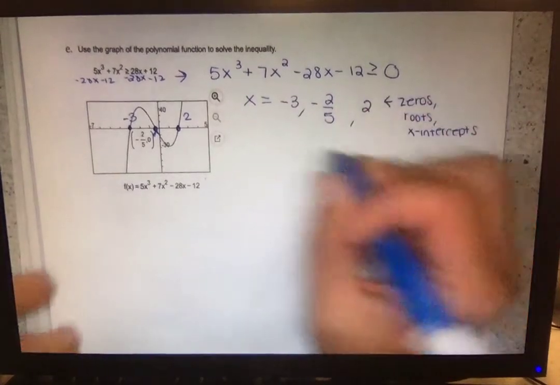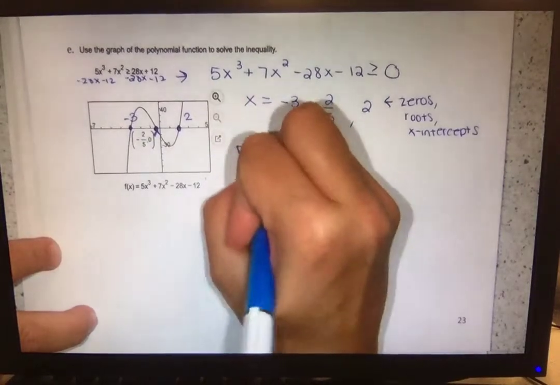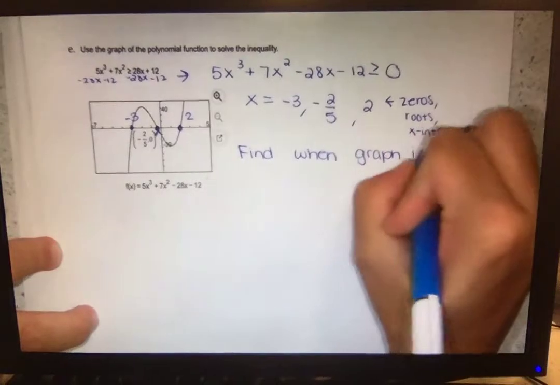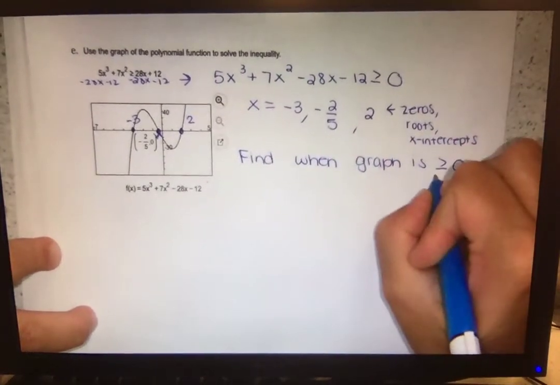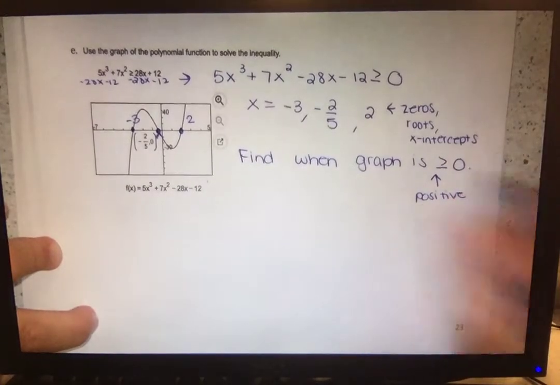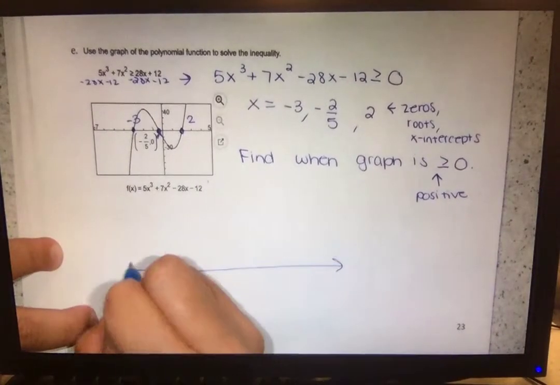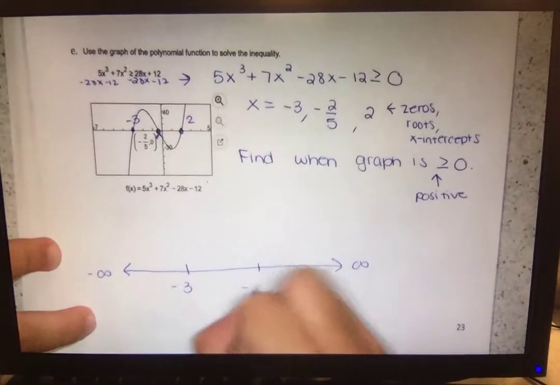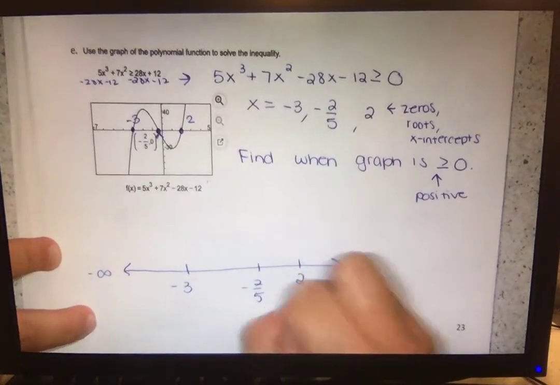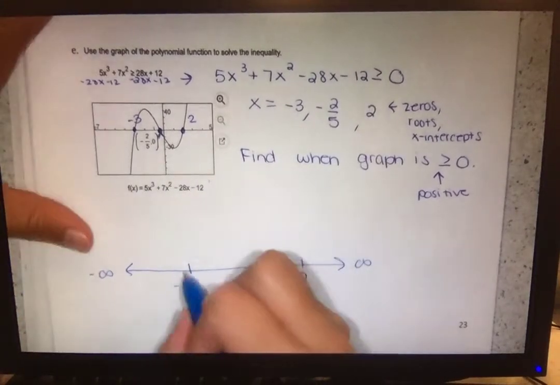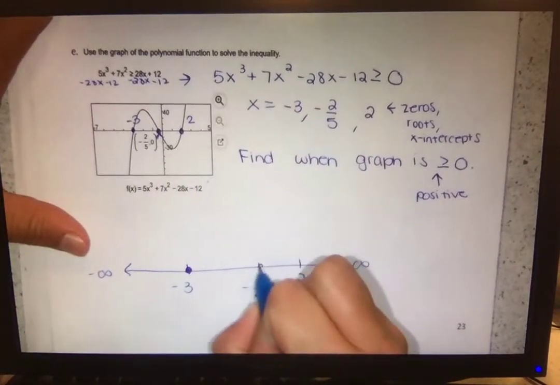So we are trying to find when the graph is greater than or equal to 0, which is positive. So let's still do a number line, because that's staying consistent. From negative to positive infinity. We're going from -3 to -2/5 to +2. Are these numbers included? Yes, they're included because it says greater than or equal to. Or equals means they're included. They're going to have closed circles.